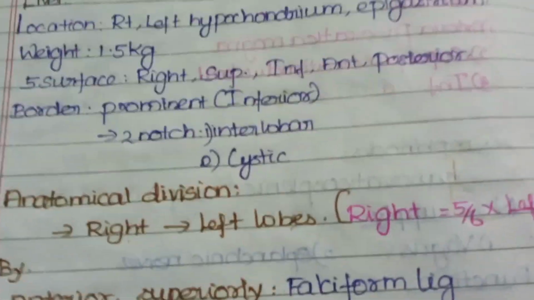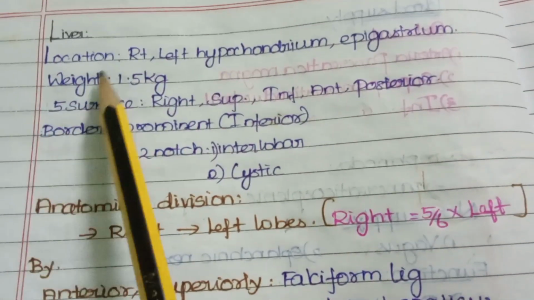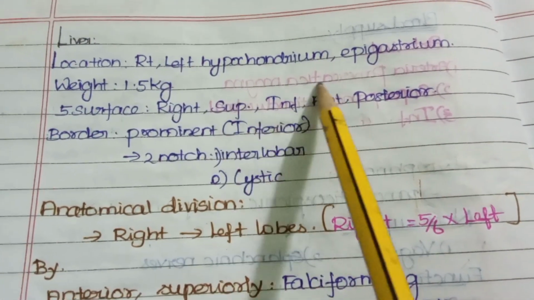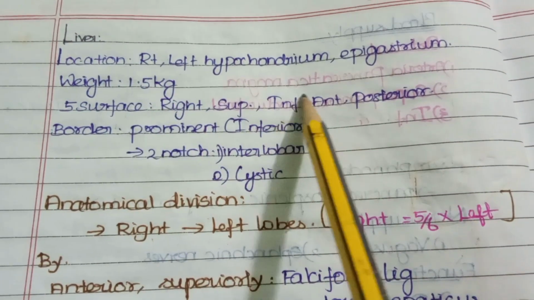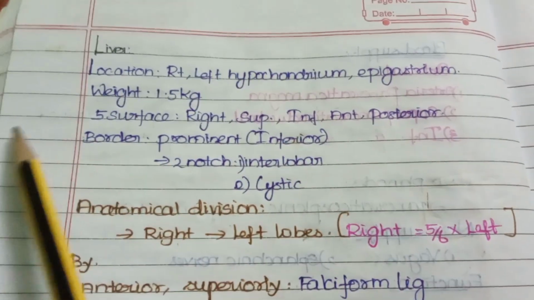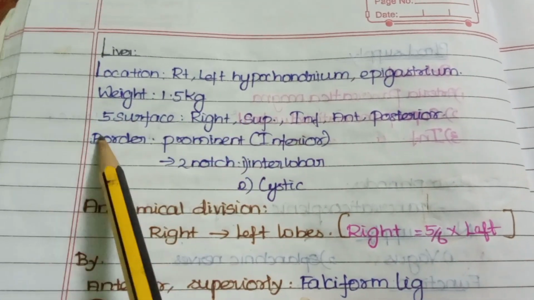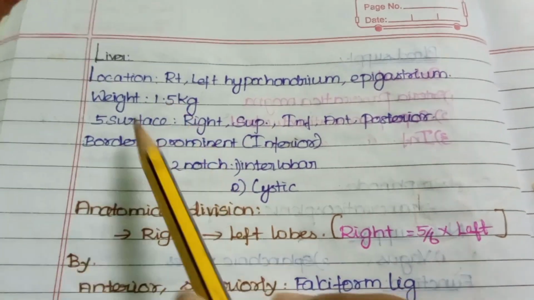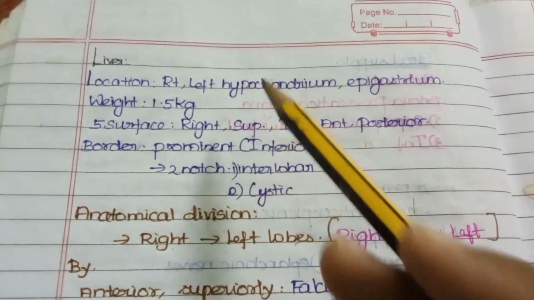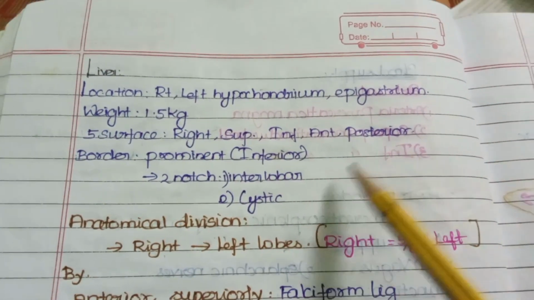First part. First we can start from the location. Where it is located: right and left hypochondrium and epigastrium. It weighs about 1.5 kg. It has 5 surfaces: right surface, superior, inferior, anterior and posterior.